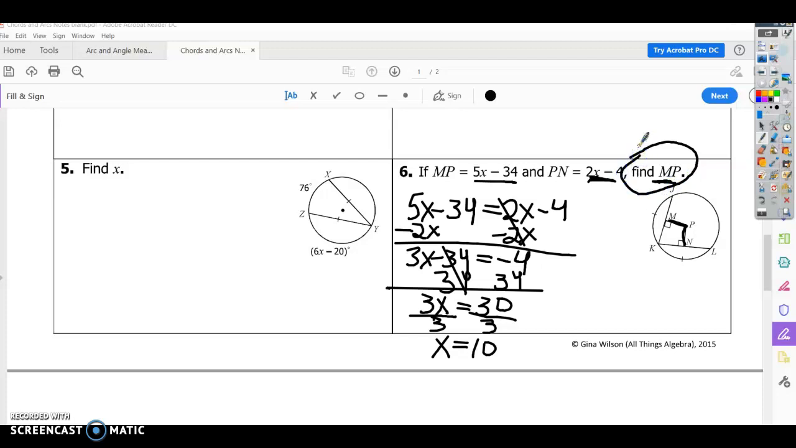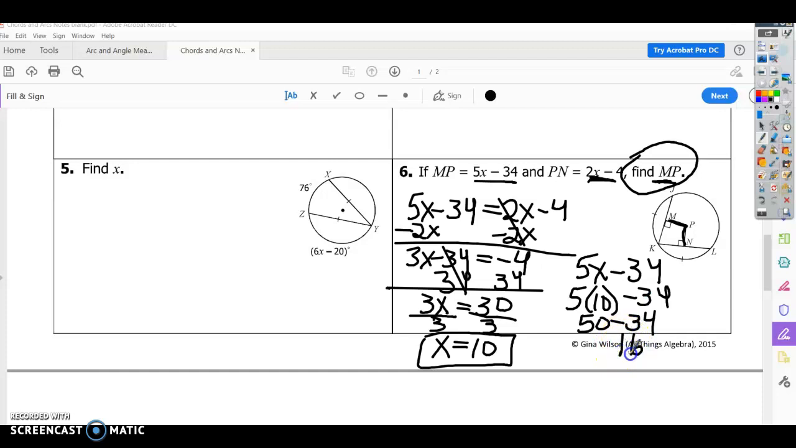The most common mistake students make in this assignment is not answering the actual question. Too many times students stop when they get x equals 10 and they don't read the question again to make sure they've completely answered the question. So LP equals 5x minus 34. So 5 times 10 minus 34, 50 minus 34, and your answer is 16.